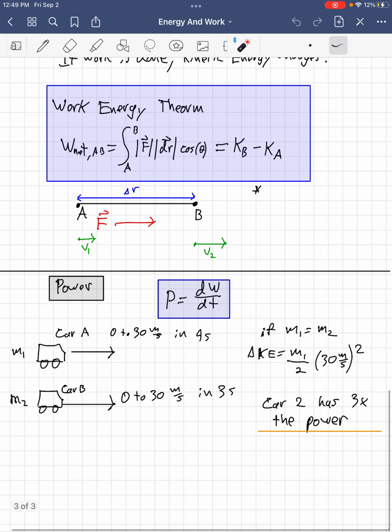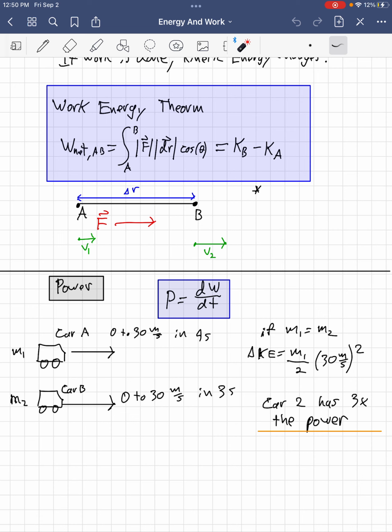All right, so one more quantity that we're going to introduce here is called power. Power is the rate at which you are doing work. It's the rate of change of work over time. One simple way to explain this is to think about cars. We hear about power and how much horsepower this car has. Generally speaking, the more horsepower you have, the faster you can get from 0 to 60 miles per hour.